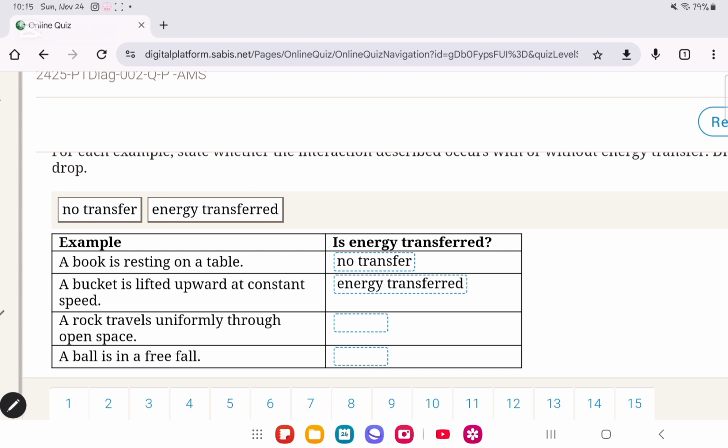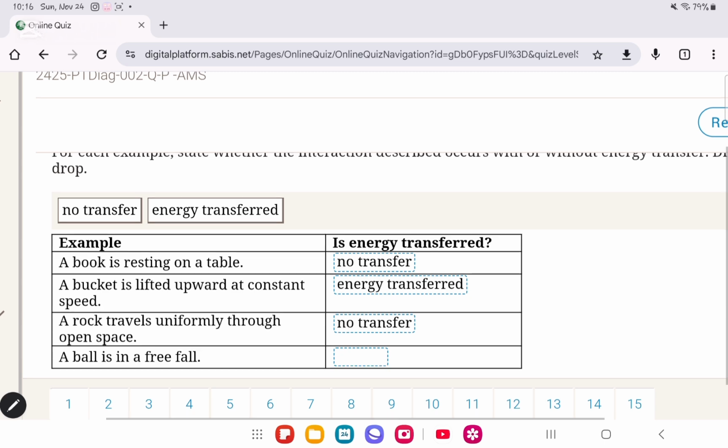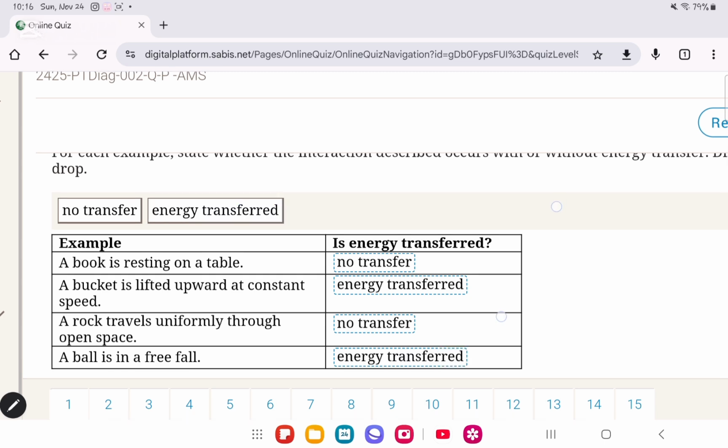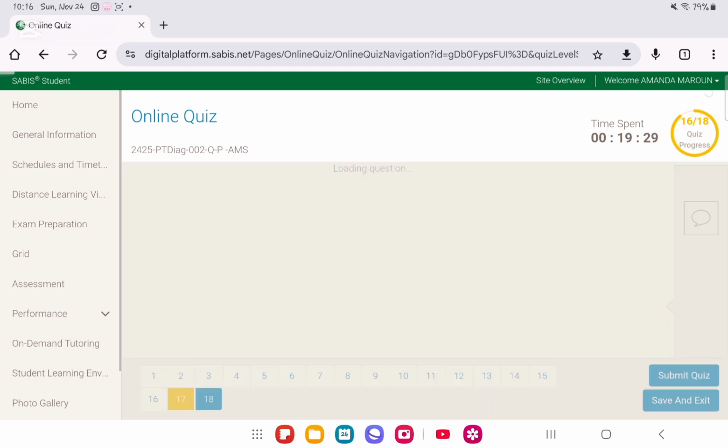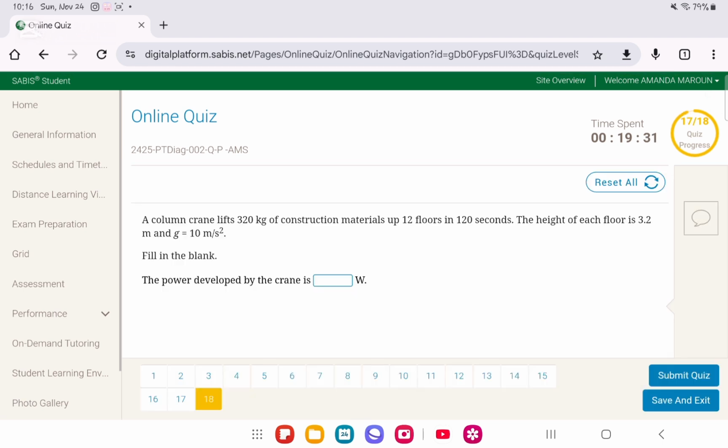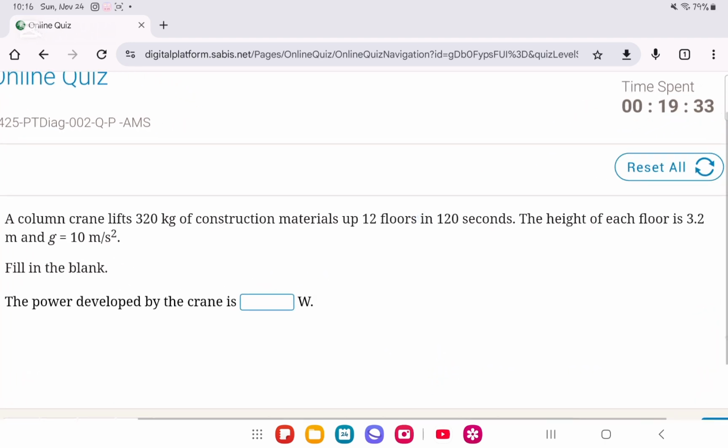A rock travels uniformly through open space. If you hear the word uniformly, that means there is no energy transfer. And a ball is in free fall, it's moving downward, so yes, there is energy transfer. The only conditions where there is no energy transfer are if it is resting, there's no motion, or if it's moving uniformly. Okay, now the final question, they need the power.